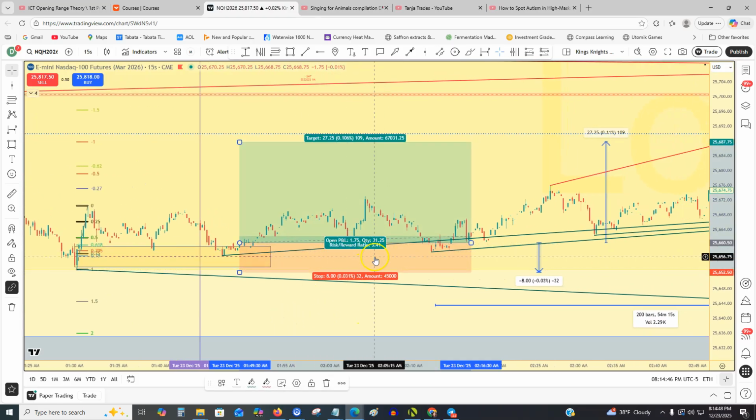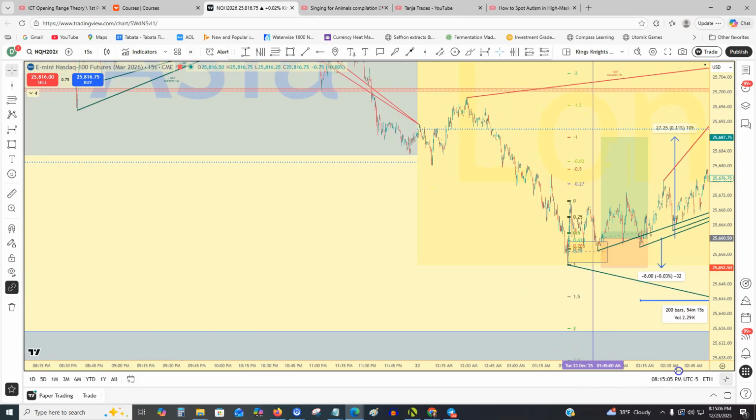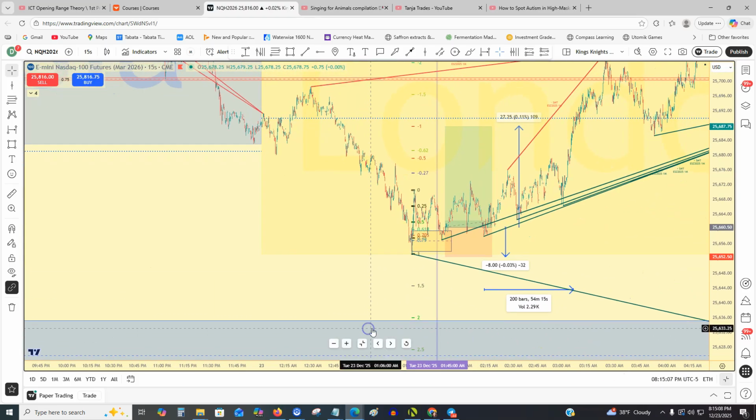This was a 1 to 3. Almost 3.5. Stop loss would have been 8 handles, and take profit would have been 27 handles, and would have been done in 1 hour, 54 minutes 15 seconds by the time I got to it. So there goes Asia. Let's go to the 15.